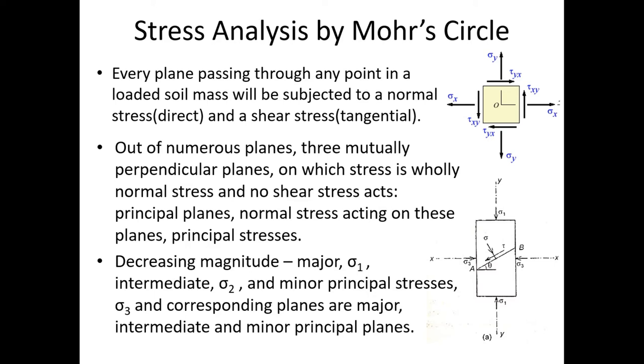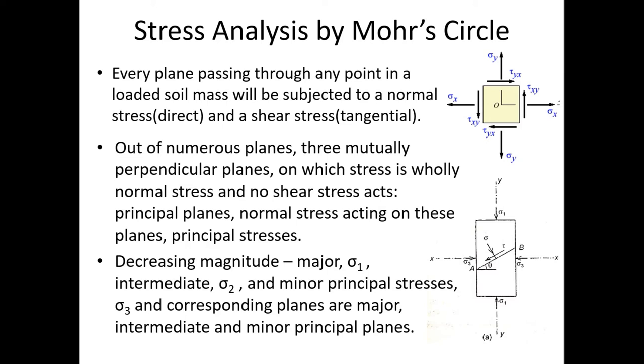The maximum magnitude is called the major principal stress, the minimum is called the minor principal stress, and the intermediate one is the intermediate principal stress. Corresponding to the different planes on which they act, we have the major principal plane, minor principal plane and intermediate principal plane. So sigma 1, sigma 2 and sigma 3 are the principal stresses, which are nothing but the normal stresses that act on the principal planes, where there is no shear stress. So the highest magnitude is sigma 1, and the lowest magnitude is sigma 3.